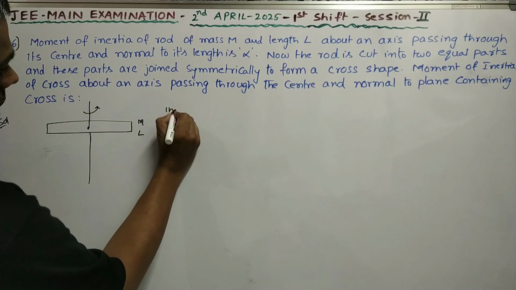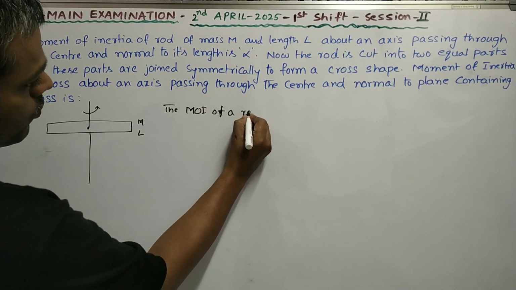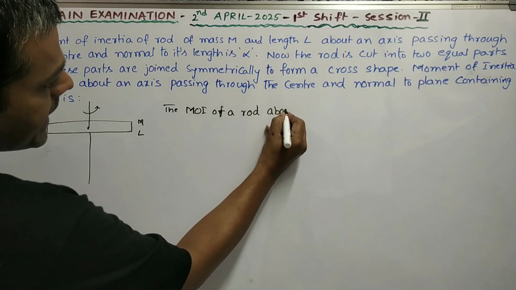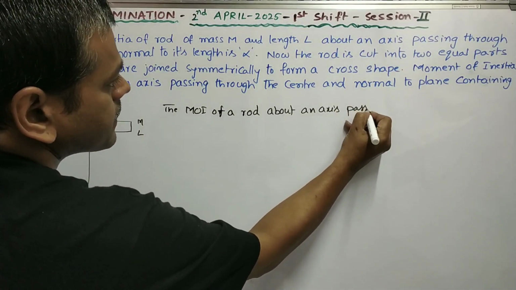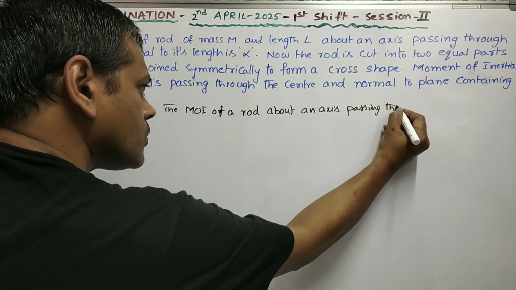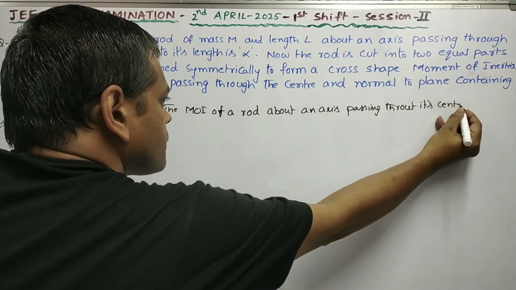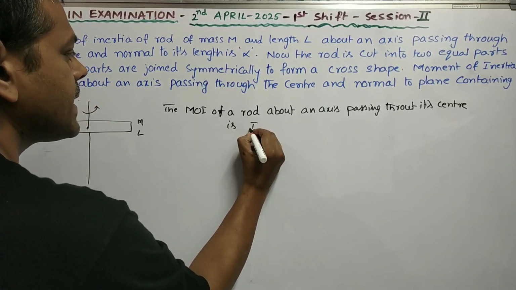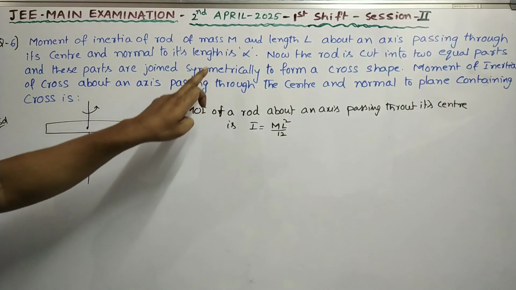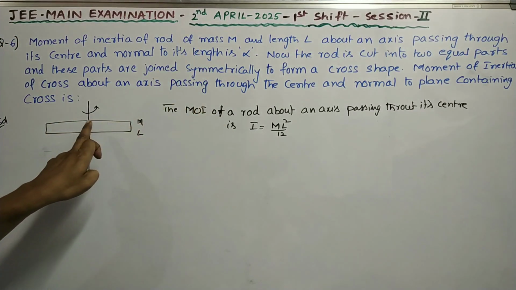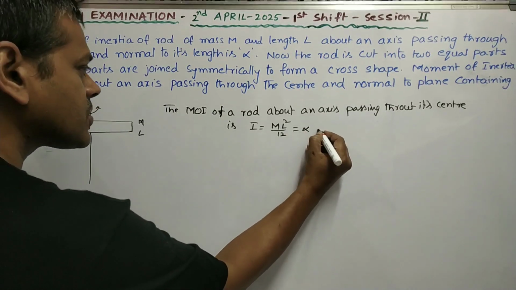So the moment of inertia of a rod about an axis passing through its center is I equal to M into L square by 12. But here the moment of inertia of this rod passing through its center and perpendicular to its length is given as alpha. This is equation 1.